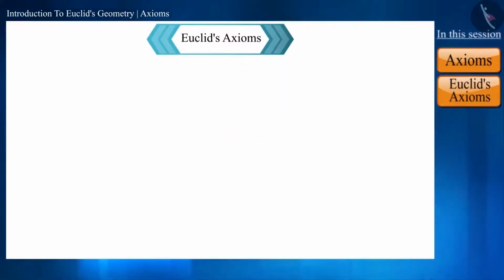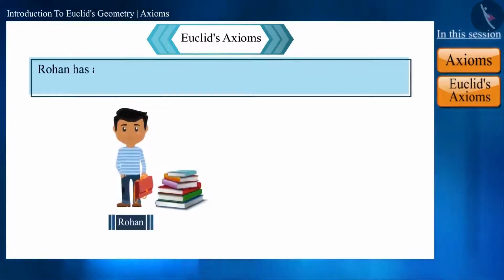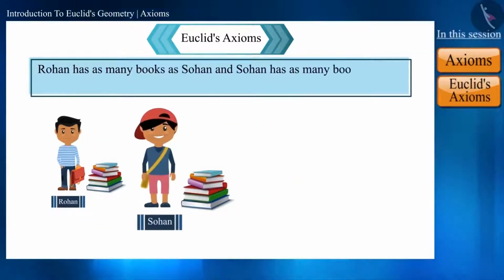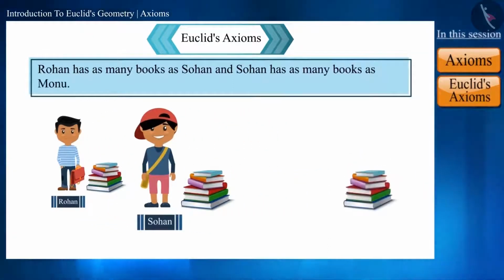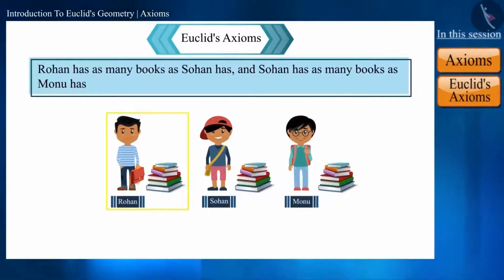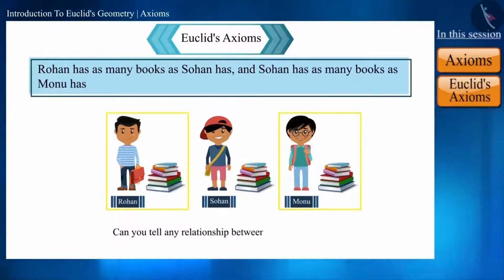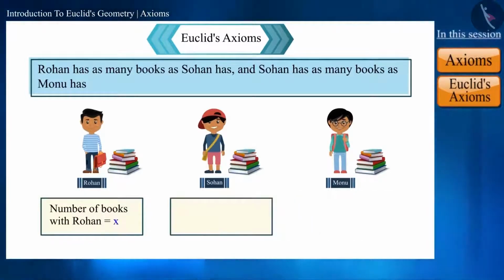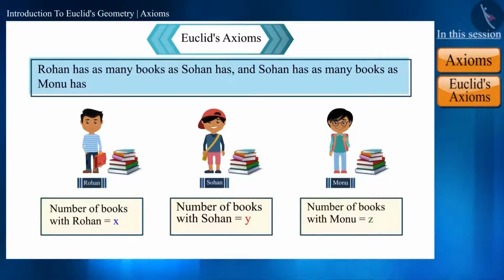Let's start with a statement. If I say, Rohan has as many books as Sohan, and Sohan has as many books as Monu. Friends, can we determine the relationship between Rohan and Monu with this statement? Let's see. Suppose Rohan has X number of books, Sohan has Y number of books, and Monu has Z number of books.